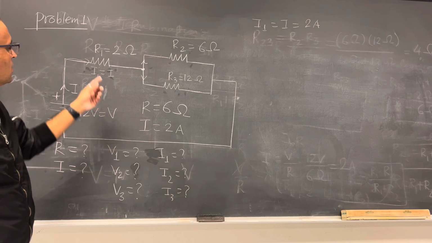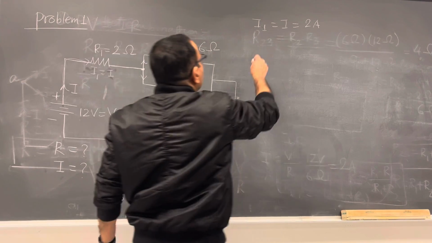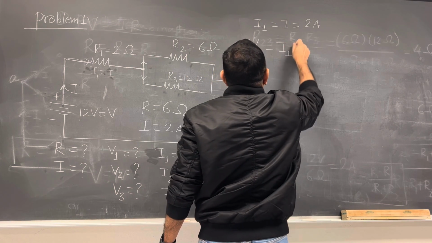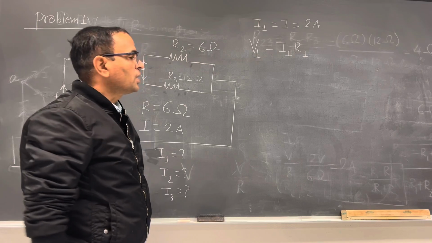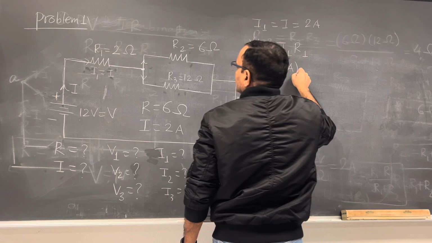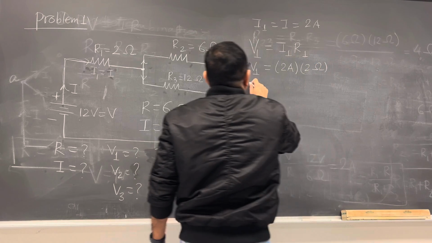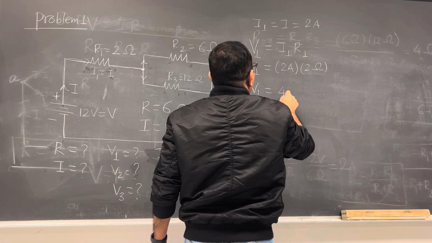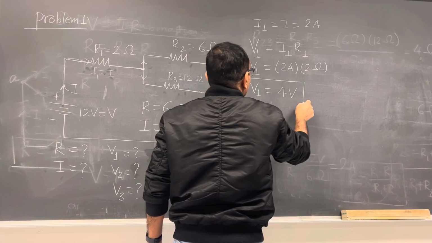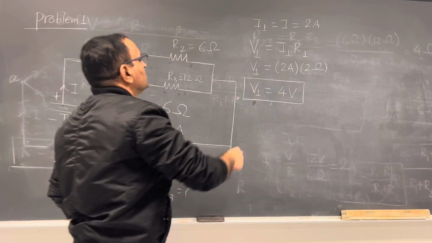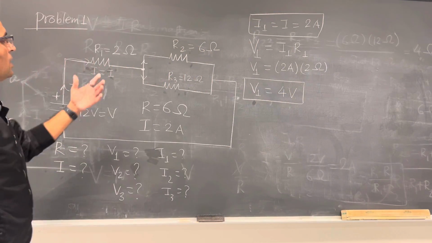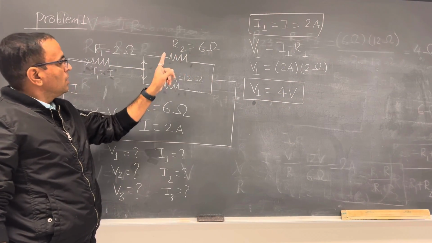So if you know the current I1, can you calculate V1, the potential drop across R1? V1, you can simply write down, is I1 R1, and this is our Ohm's law. So your V1: I1 is 2 ampere and R1 is 2 ohm. So V1 is 2 times 2, 4. It is a voltage, potential difference. So V1 is 4 volt. Okay, so I1 is 2 ampere, V1 is 4 volt. Now we have to calculate V2 and V3.